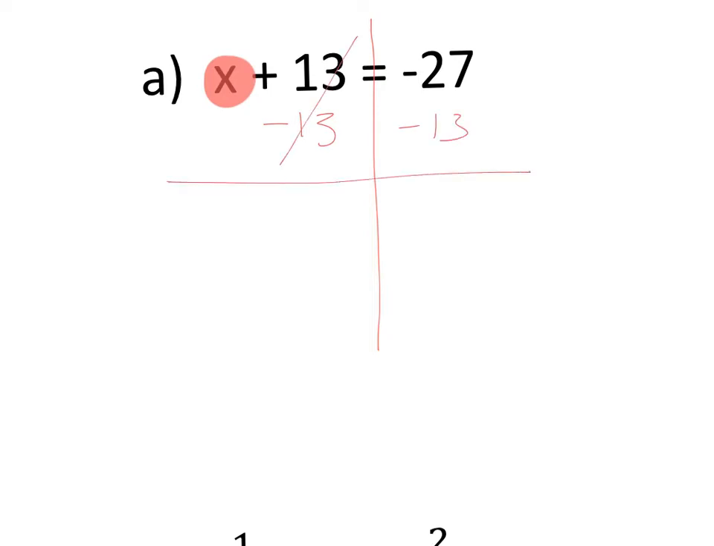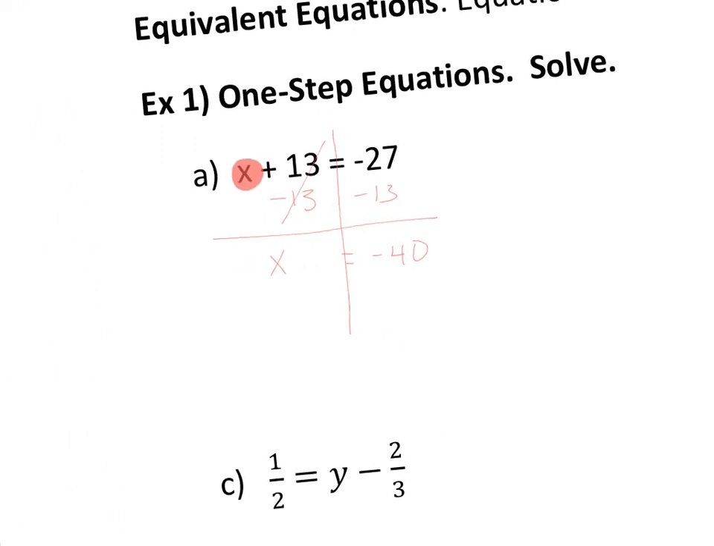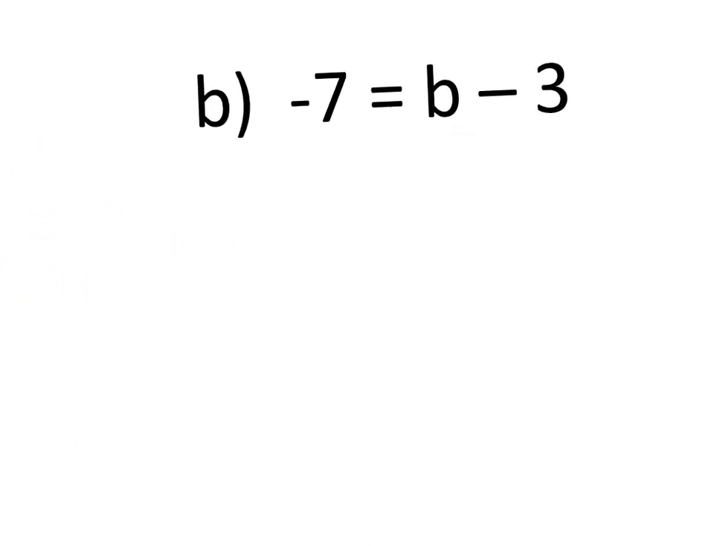So those will cancel each other out. We have an x left on this side. And then on the right-hand side, we're going to do negative 27 and negative 13, same sign, so we add them. So we're going to end up with negative 40. All right, going to the next example here.